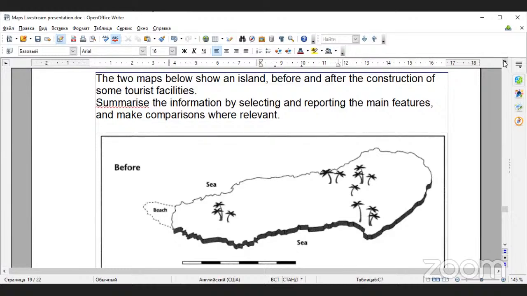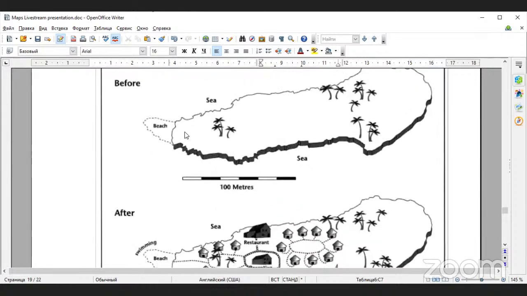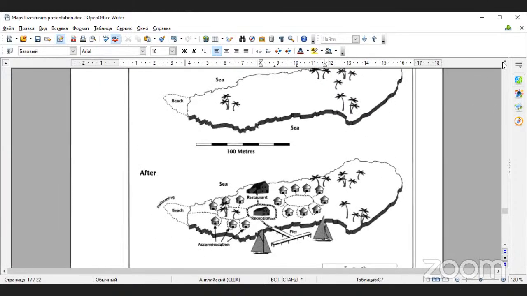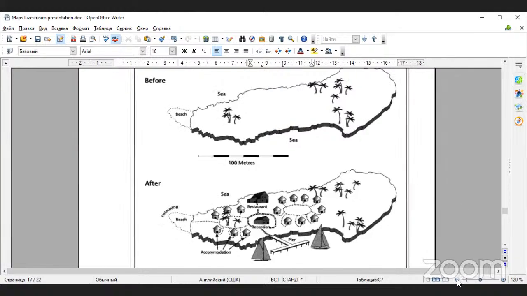Okay, so here we can see the two maps below show an island before and after the construction of some tourist facilities. And the task is always the same. Summarize the information by selecting and reporting the main features and make comparisons where relevant. Okay, so here we can see basically there is a map before and a map after. It doesn't say now, so you probably shouldn't use present perfect because it's not now, it's just after. Maybe past simple is better than past perfect, but I don't insist. So if you wish to use present perfect passive, it's up to you.